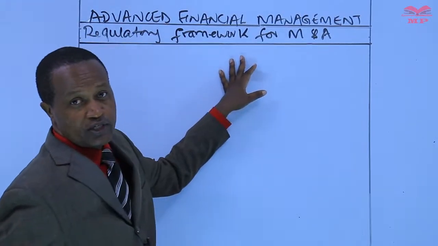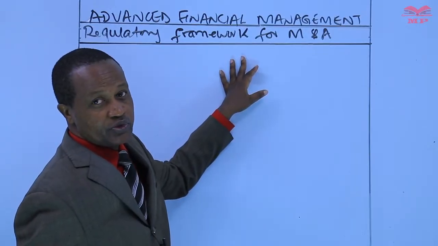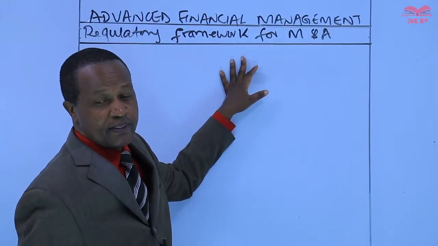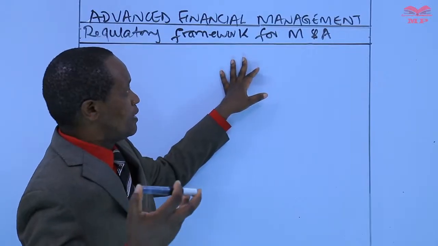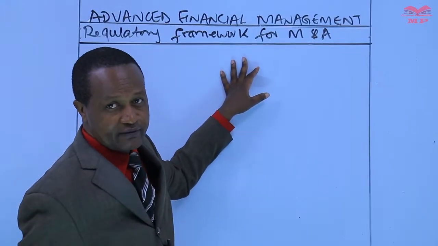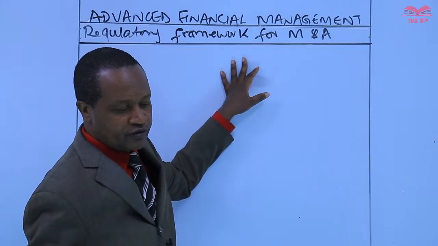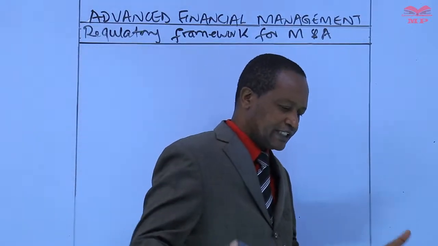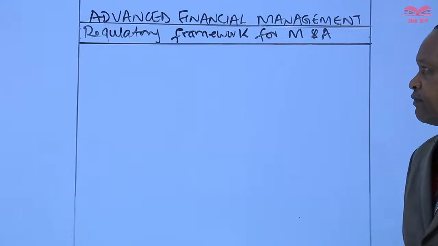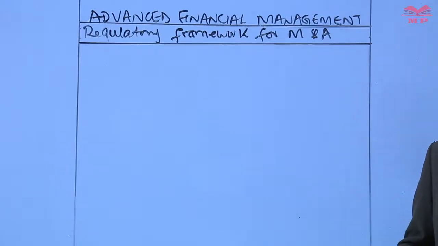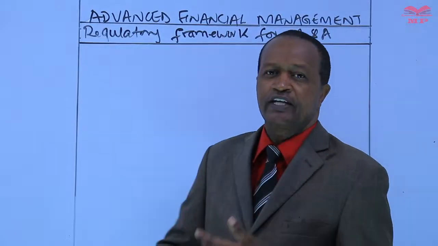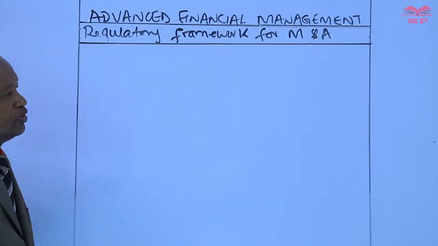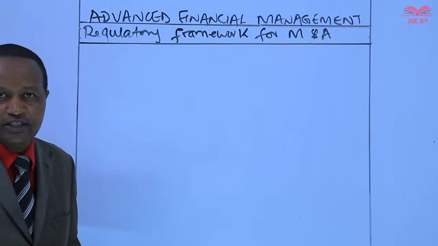Regulatory framework for mergers and acquisitions. And in this lesson, we're going to highlight some of the regulatory bodies and legislation that govern mergers and acquisitions in Kenya. The regulatory framework for mergers and acquisitions in Kenya is designed to ensure fair competition and also to protect the interests of various stakeholders, where companies choose to merge or when a company decides to acquire another one.